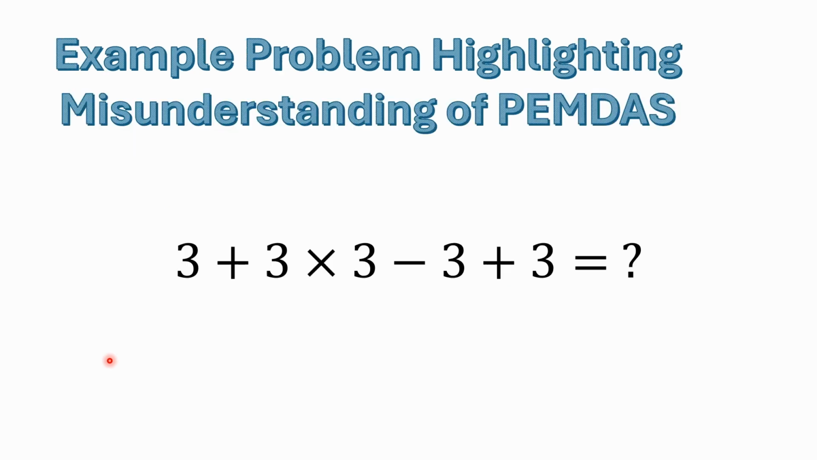Here's a really good example. I think this one really highlights the misunderstanding of PEMDAS. It's 3 plus 3 times 3 minus 3 plus 3. I see a number of people claiming that PEMDAS gives them the answer of 6. Where they're blowing this problem up is on the addition and subtraction portion when you're getting to the end. I'll explain that a little bit more as we go on.